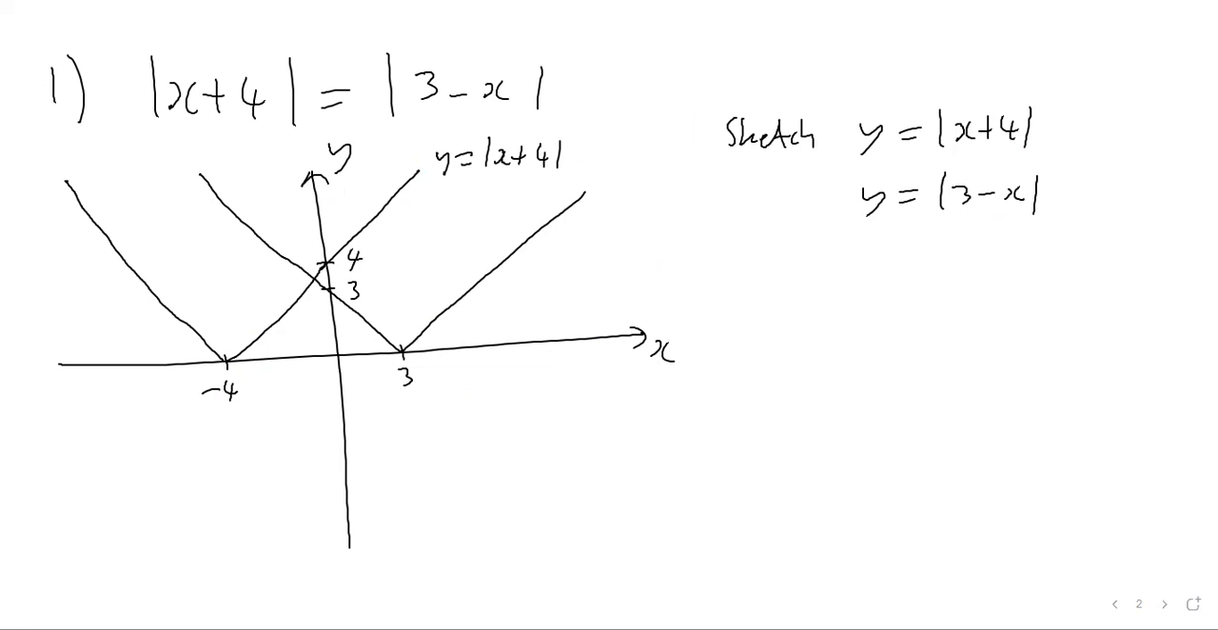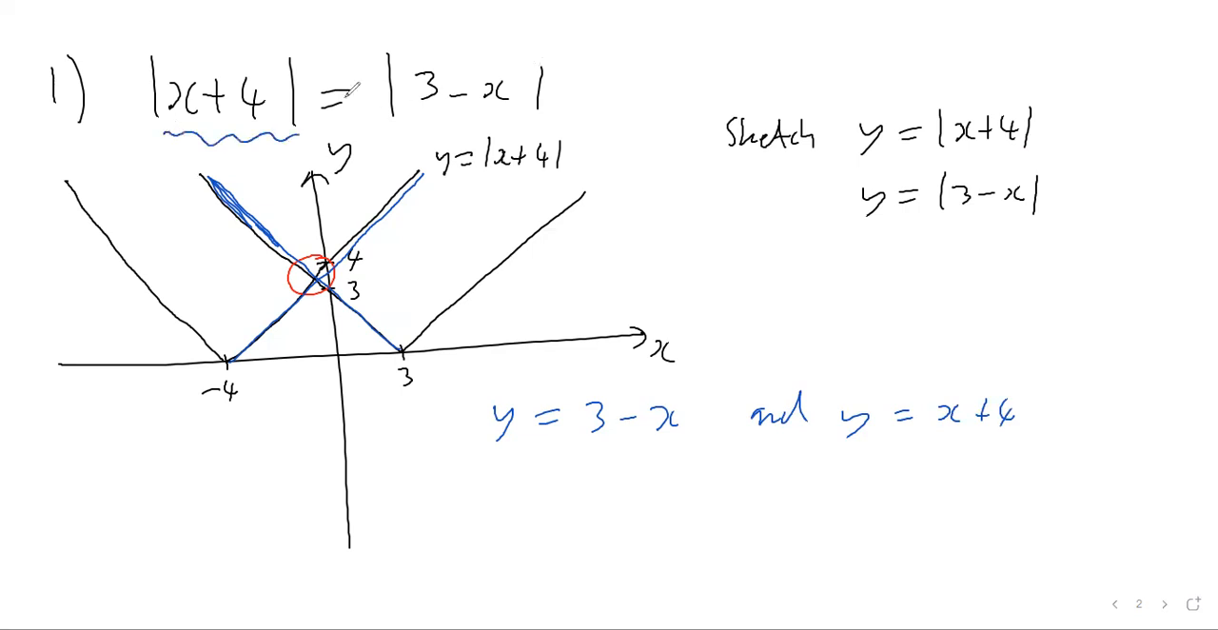Okay, so now, how do we solve this? Well, let's look at our points of intersection. We've got a point of intersection here. What are the lines from which this point of intersection arises? It arises from this straight line, which I'm going to do in blue, and from this other line, which I'll do in blue as well. So it arises from the line y equals 3 minus x, and also the line y equals positive x plus 4. So the positive version of this.